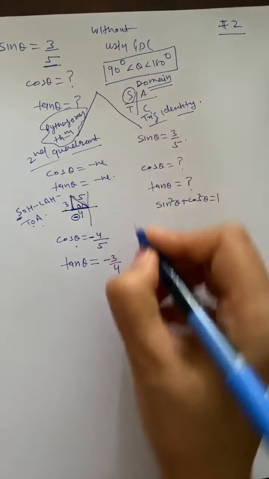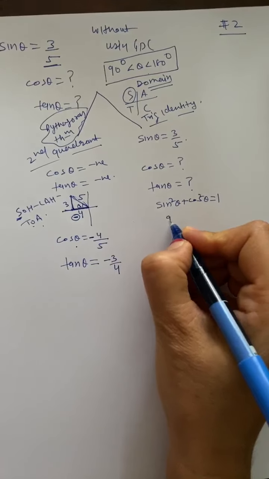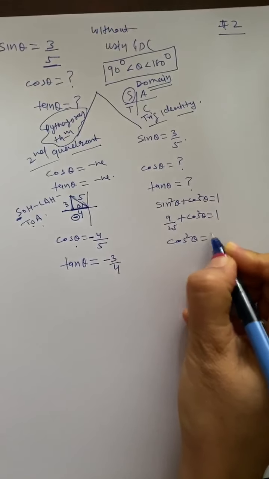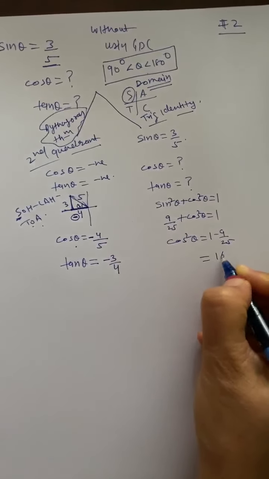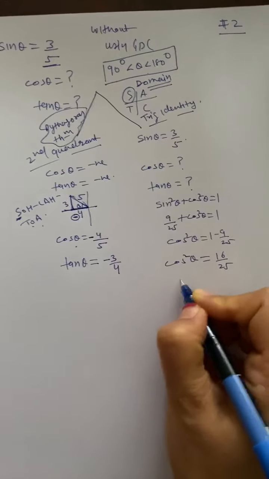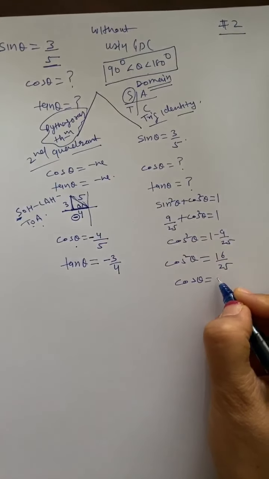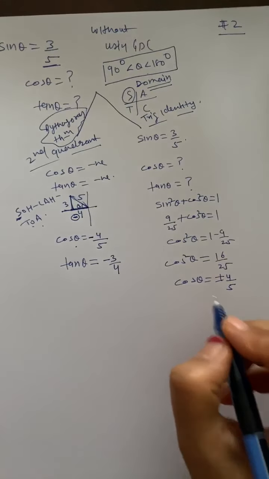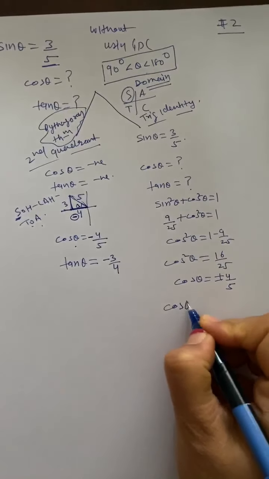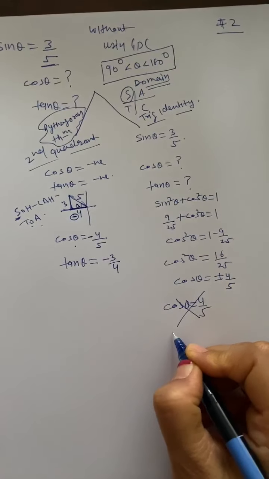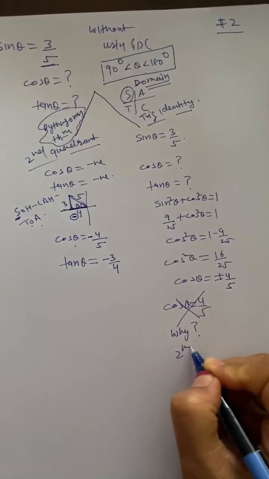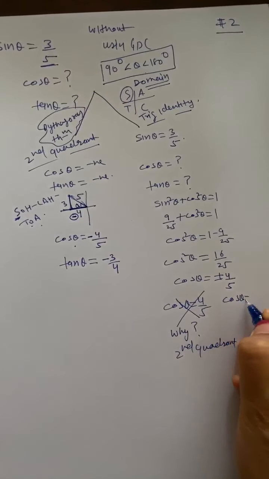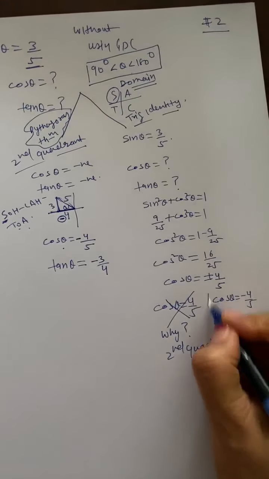Again, it doesn't matter which method you use. So sine square theta, which means this is 9 over 25, plus cos square theta is equal to 1. So cos square theta is 1 minus 9 over 25, so 16 over 25. And then you get cos theta, remember, since it's quadratic, there are two values, two answers. But as I know that it has to be in the second quadrant, cos theta equal to 4 over 5 is rejected. Why is it rejected? Because we know cos theta is negative in the second quadrant. So cos theta is equal to negative 4 over 5.